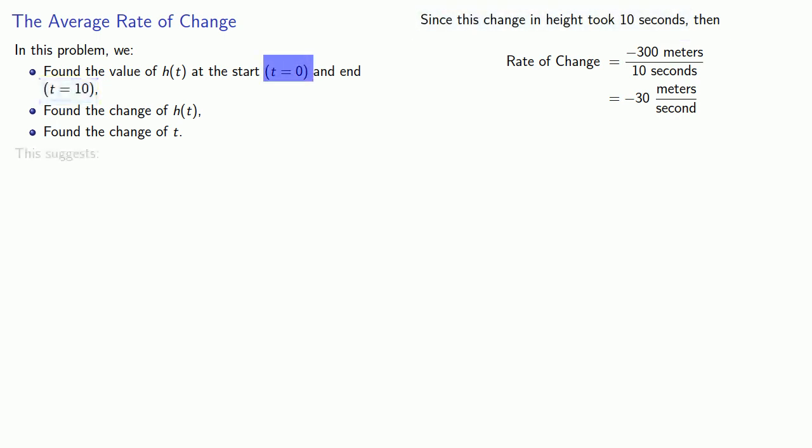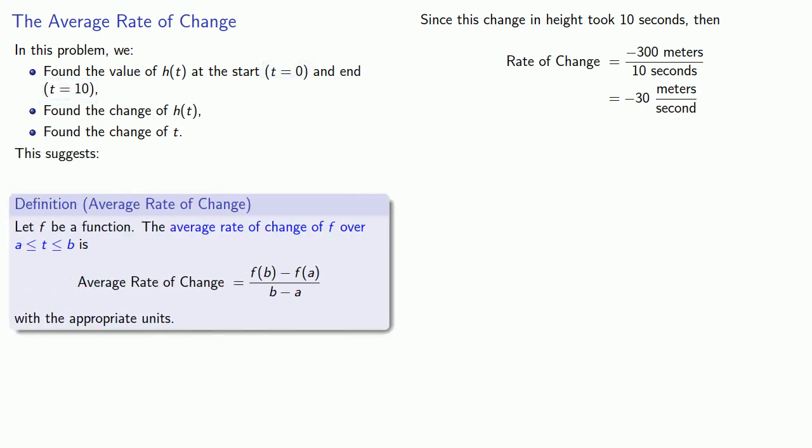And what this suggests is the following definition, the average rate of change. So remember, definitions are the whole of mathematics, all else is commentary. This is an important thing to remember. So, let f be a function. The average rate of change of f over the interval between a and b is defined as the ratio of the change between f of b minus f of a over b minus a. And importantly, be sure to keep those appropriate units.